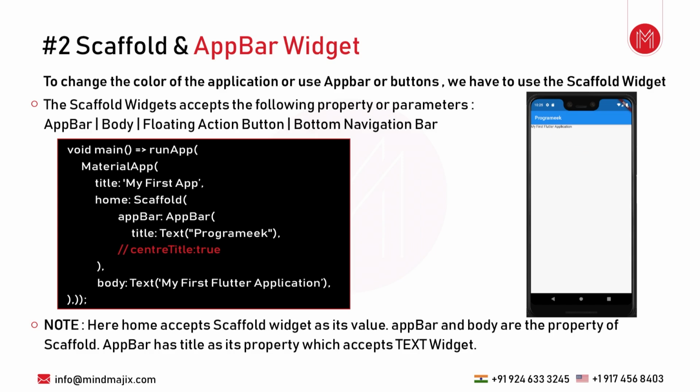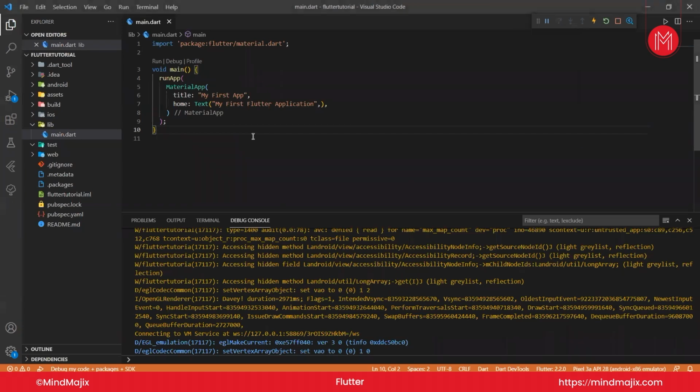To change the color of the whole application, or use app bar, buttons, or anything like a bottom sheet, we use this scaffold widget. It gives a good look to your application. It has all the necessary elements. Now we will just go to our code.